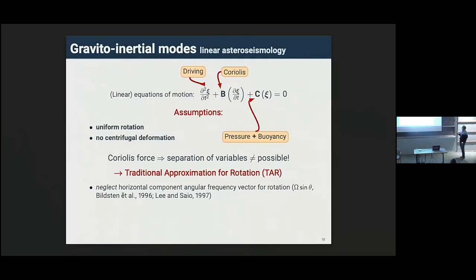So we need to do another thing. In order to obtain this equation of motion, we need to make the traditional approximation for rotation, in which we neglect the horizontal component of the angular frequency vector for rotation, which then renders it possible to separate the variables and obtain this nice equation above.